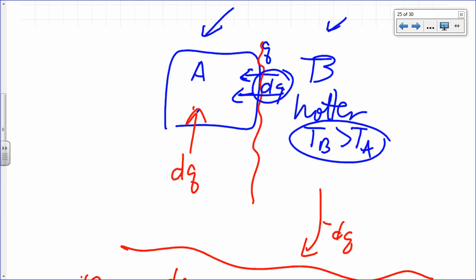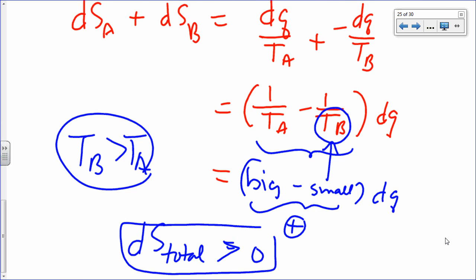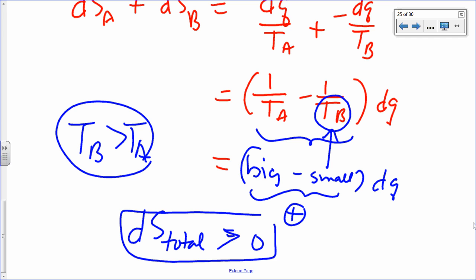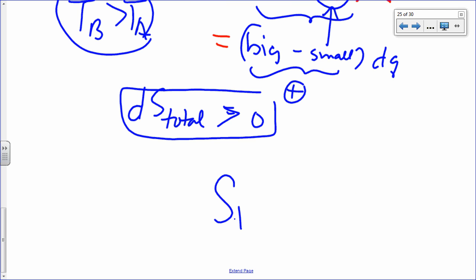Well, what did we just show here? The total entropy change is positive. What that means is what? Did S increase or decrease? For this irreversible process, what happens to your entropy? Increase or decrease? Increases. All right? So this leads us to a statement of the second law of thermodynamics, which is what you are more familiar with.